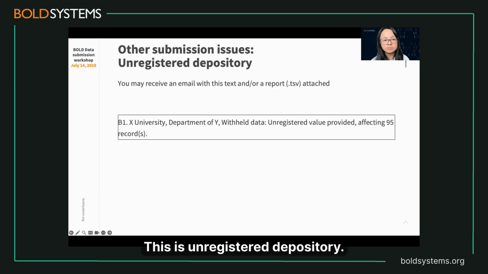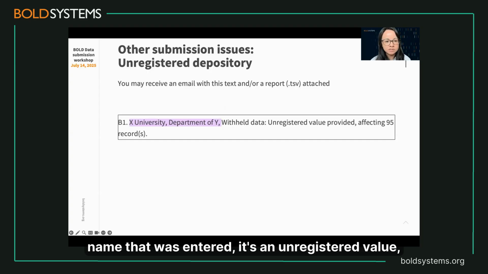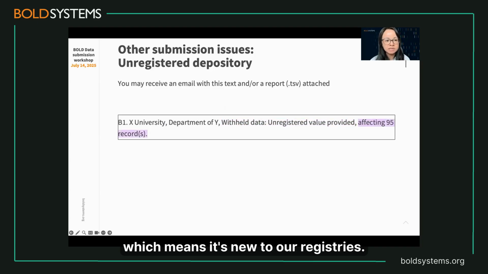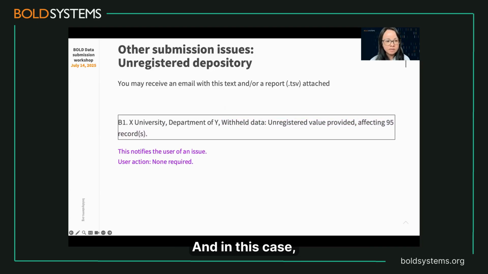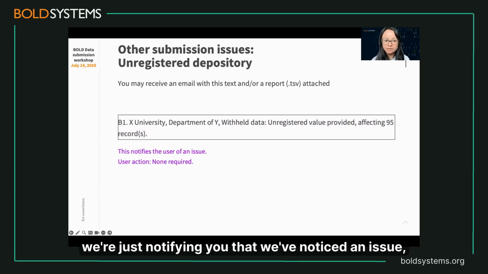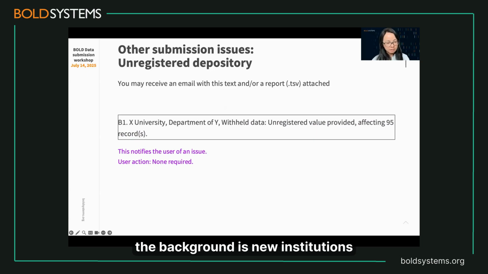This is unregistered depository. So in this case, the system is telling you that this university name that was entered is an unregistered value, which means it's new to our registries. It affects 95 records. And in this case, we're just notifying you that we've noticed an issue. In the background, new institutions are entered by our curators as they come in.